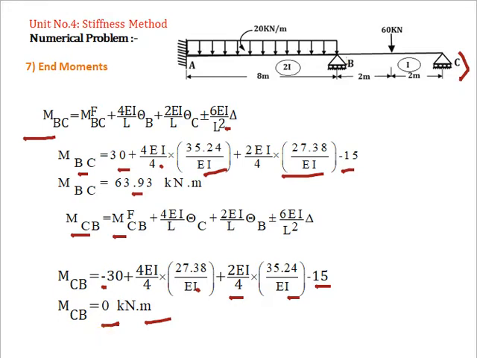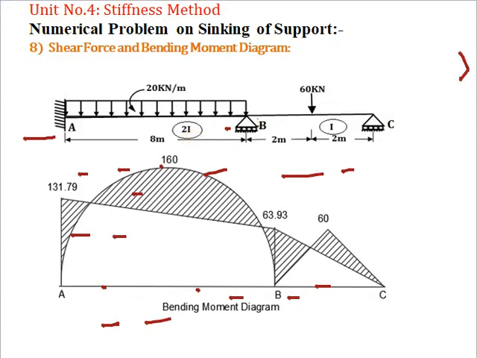Now after finding the end moments, let's draw the bending moment and shear force diagrams. Let's first draw the bending moment diagram. This one is a superimposed bending moment diagram. So first consider span AB as simply supported and find the free bending moment for the 20 kN per meter UDL. It is WL square by 8. W is 20 and L is 8 meter, so we will get 160 kN meter. This is UDL, so draw the parabola.